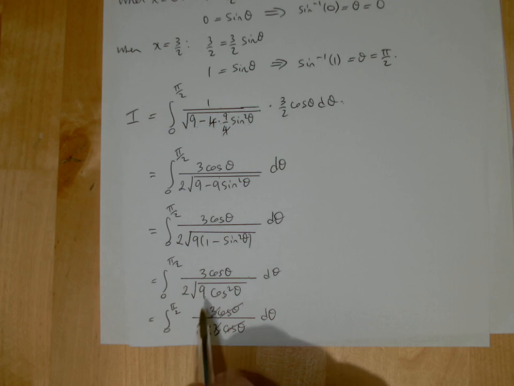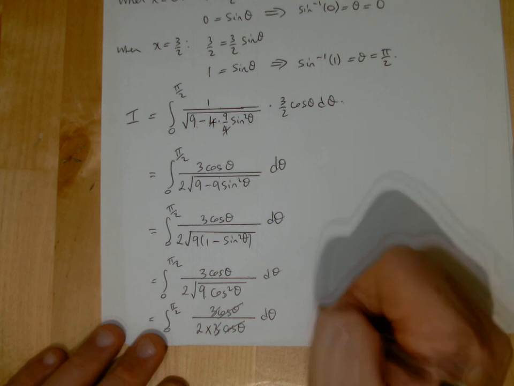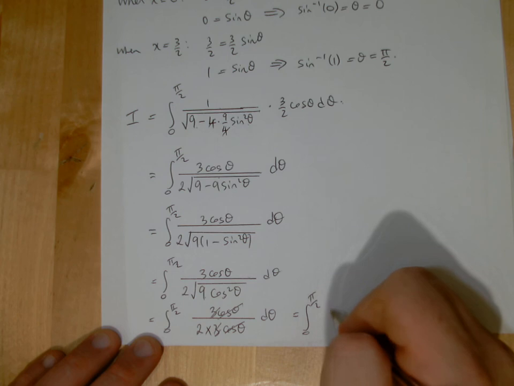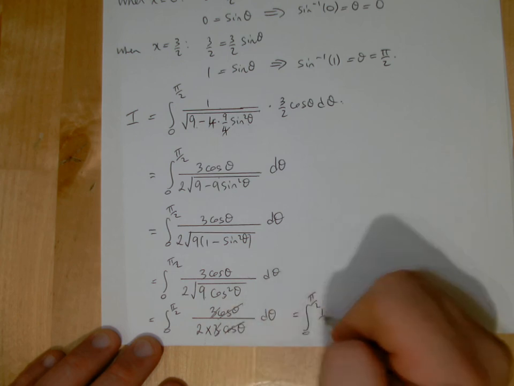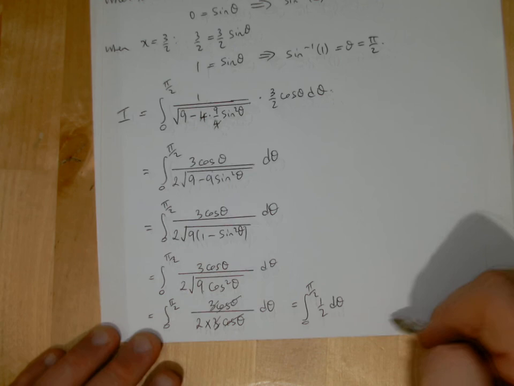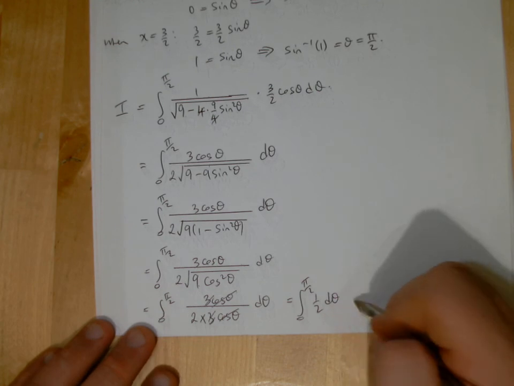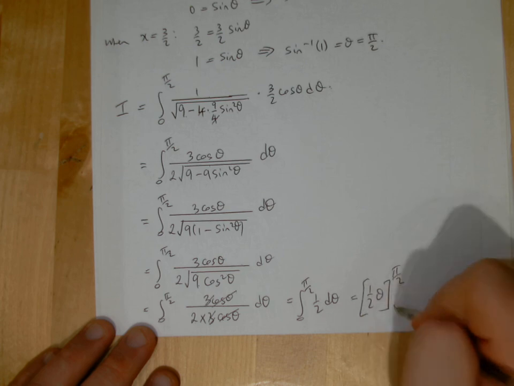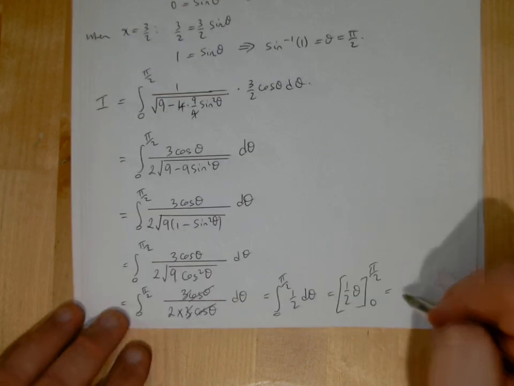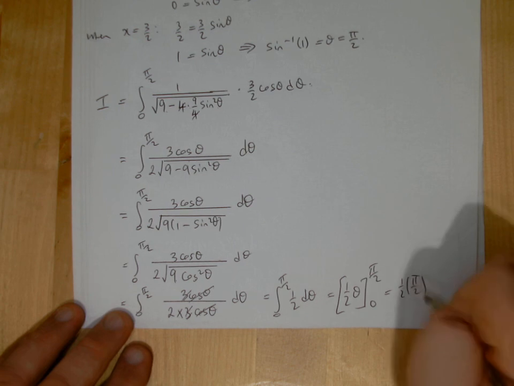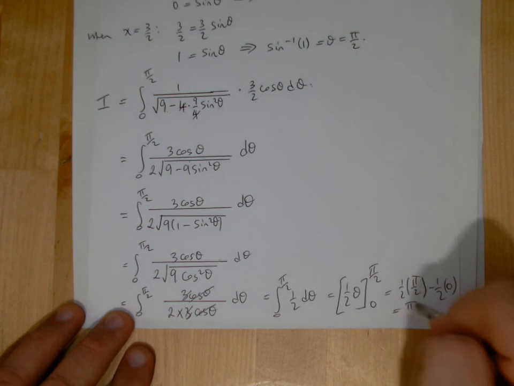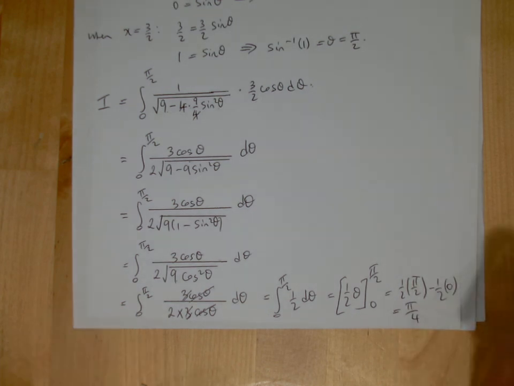What are we left with? Well, you've got 1 on top, 2 down bottom. So what you're actually going to be doing is integrating 1 on top, 2 on the bottom, so you're going to be integrating a half with respect to theta. And that's really easy, isn't it? Because it's a constant. So with respect to theta, it'll become a half theta between pi by 2 and 0. Put the limits in, so it'll be a half times pi by 2, take away a half times 0, so that will be pi by 4. And there's our answer.